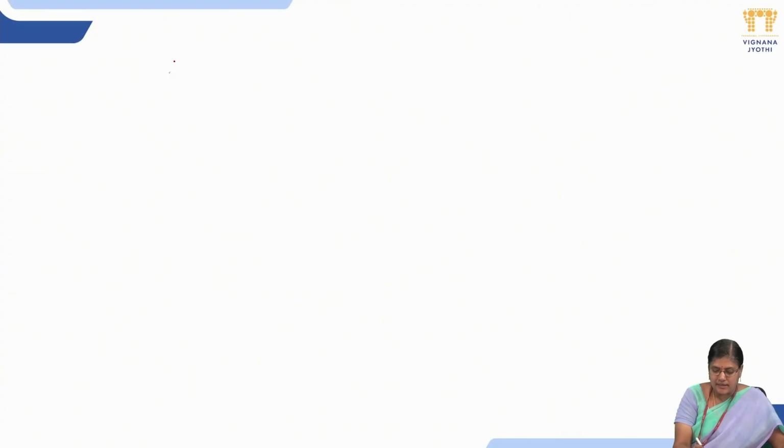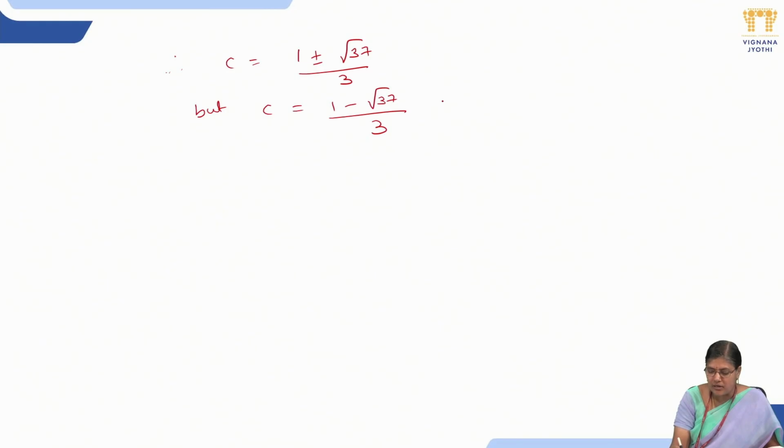Finally, we'll get the values of c equal to 1 plus or minus root 37 by 3. But c is equal to 1 minus root 37 by 3 does not belong to the open interval of 0, 4. Therefore, c is equal to only 1 plus root 37 by 3 belongs to the open interval of 0, 4.